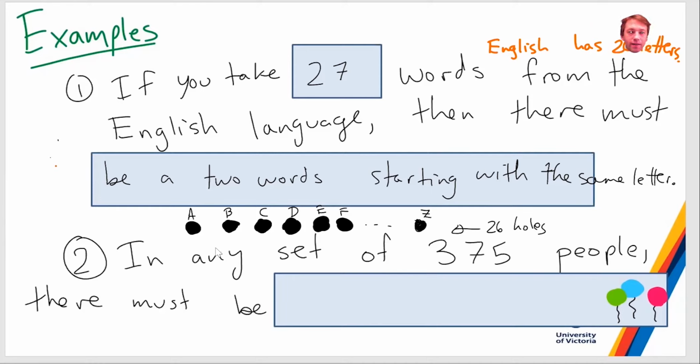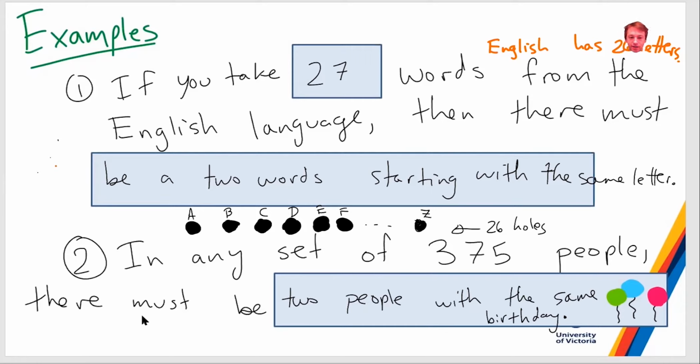Any questions about that? Here, the number 27 maybe is making the question easier than it might be otherwise, in the sense that 27 is exactly 26 plus 1. But these questions might be presented in different ways, right? So I can say, in any set of 375 people, there must be 2 people with the same birthday, right?